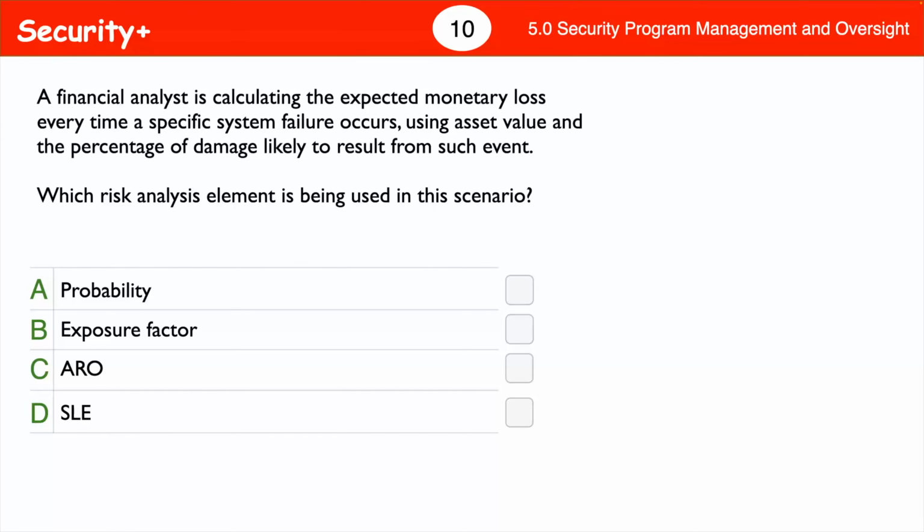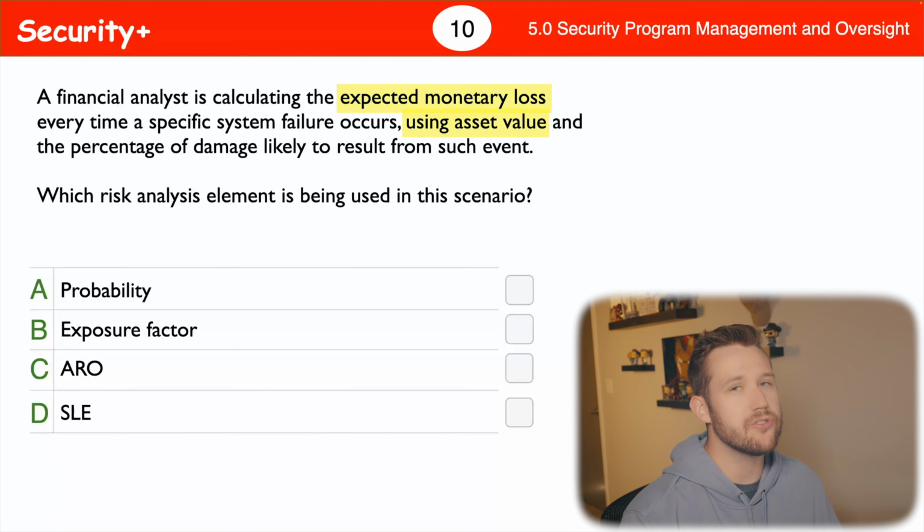All right, so I would say there's two key phrases here. The first one is expected monetary loss. It's pretty important. And another important one is using asset value. So this points towards a per incident financial impact calculation, not frequency or something like a trend, okay?